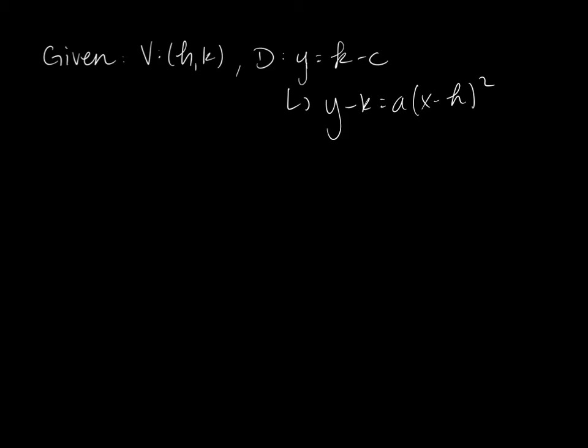So we know that we have h and k because we're given the vertex here. So all we need to find is a again. And we know that a is equal to 1 over 4c, so we need to find c.